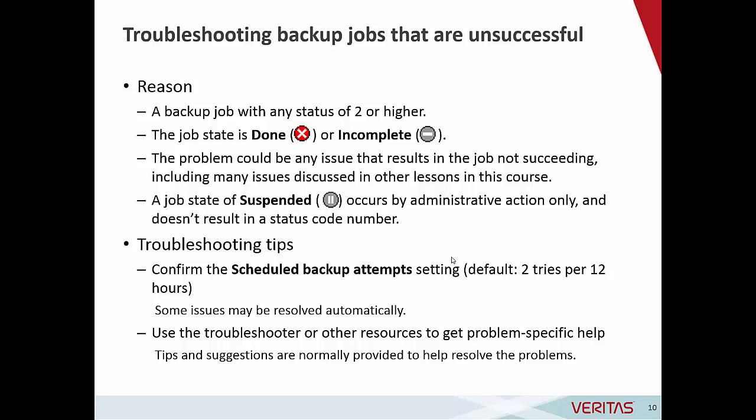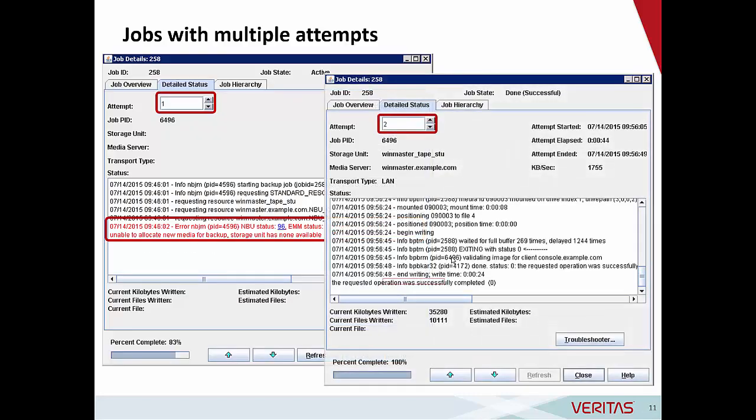Now, NetBackup will automatically retry failed backup jobs. By default, it'll try twice every 12 hours to get that job to run successfully. This interval is adjustable from the master server host properties. Here's an example of NetBackup retrying a failed job. Note that the job ID remains the same here, 258.